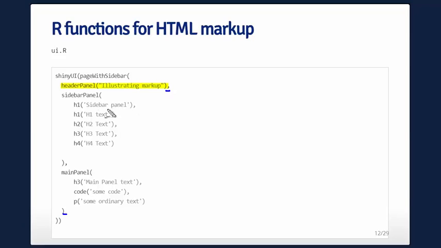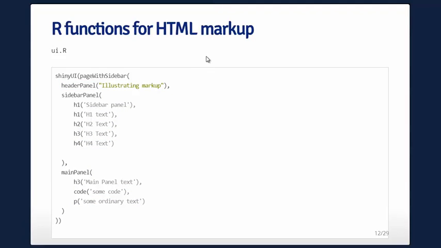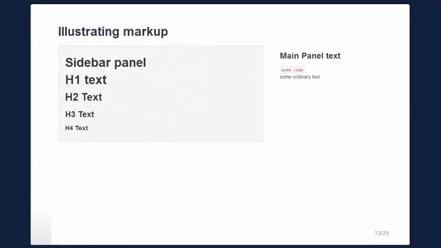So H1, I'm going to say H1 is the sidebar panel, and then there's got to be a comma there. H1 text, comma there, H2 text, comma there, H3 text, comma there, and so on. And so all of these things will render in the sidebar panel. The main panel, I've got three things: some main panel text, some code formatted as code, and P, some ordinary text right there. Okay, so this is just a simple UI function that shows the rendering.